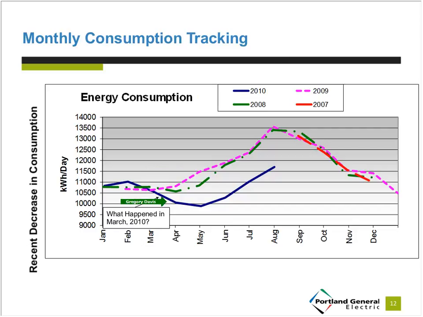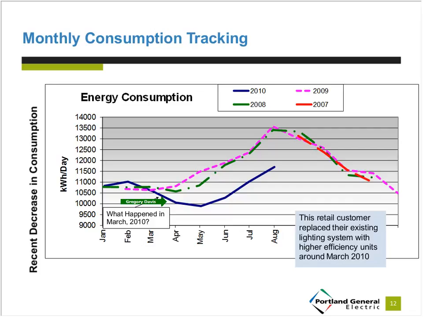And then if you look at it, you can see that something changed in 2010. It looks like they're using much less energy. In this particular case, this customer replaced an existing lighting system with a higher efficiency system sometime around March 2010. And you can see by just tracking your energy usage, you can see the impact of something like higher efficiency lighting. You're using much less energy, and this customer is also paying much less in energy costs as well. So you can certainly see what the impacts are just by tracking your energy on a monthly basis.